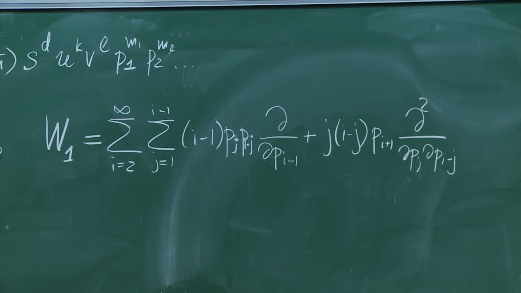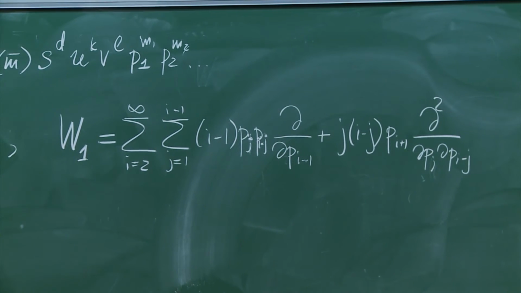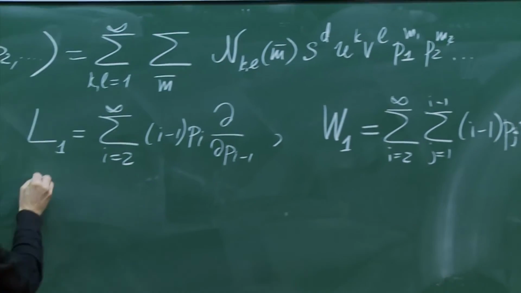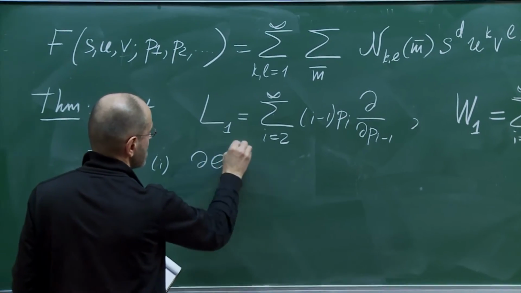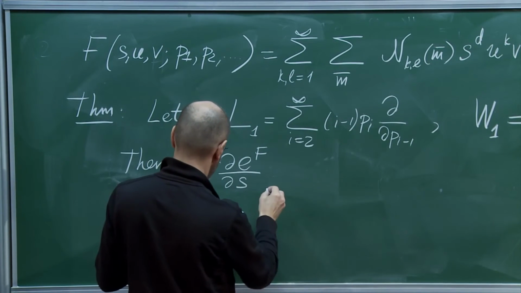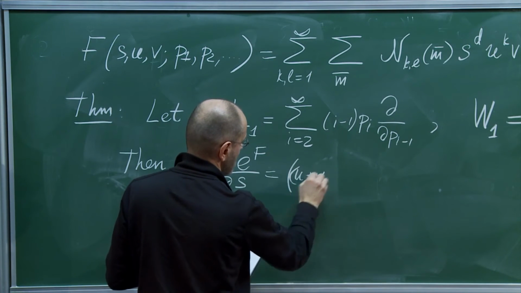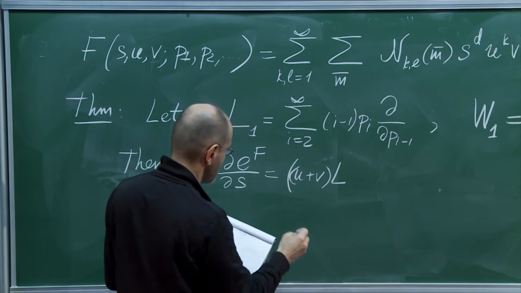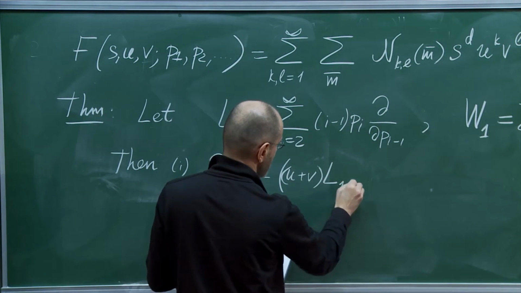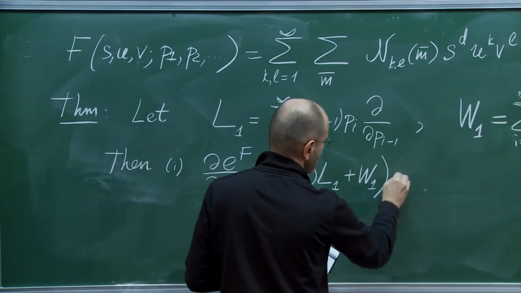Okay, so the statement is the following. There is the evolution equation for the exponential of f, of the following form. It's u plus v times L1 plus W1 applied to the exponential of f.